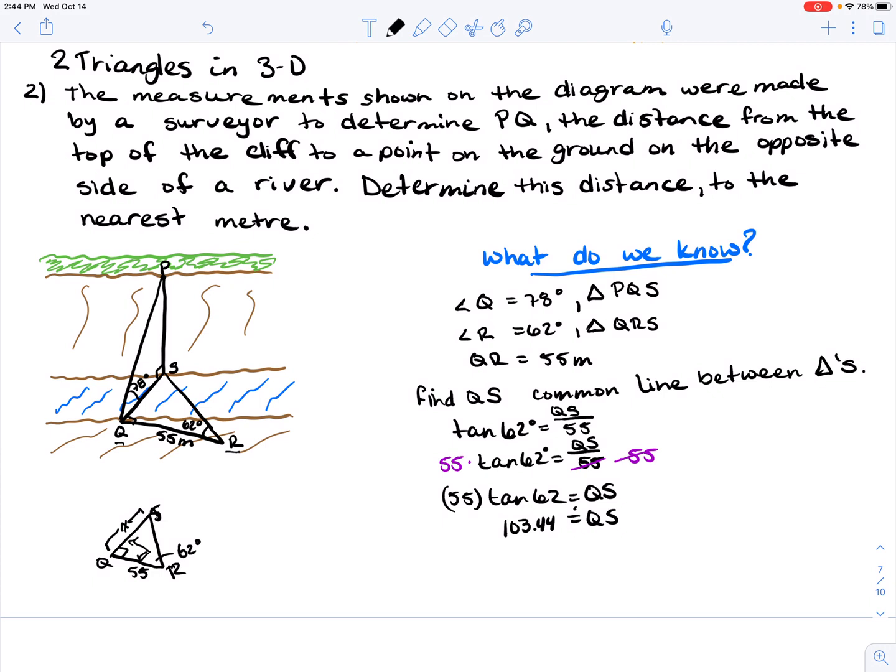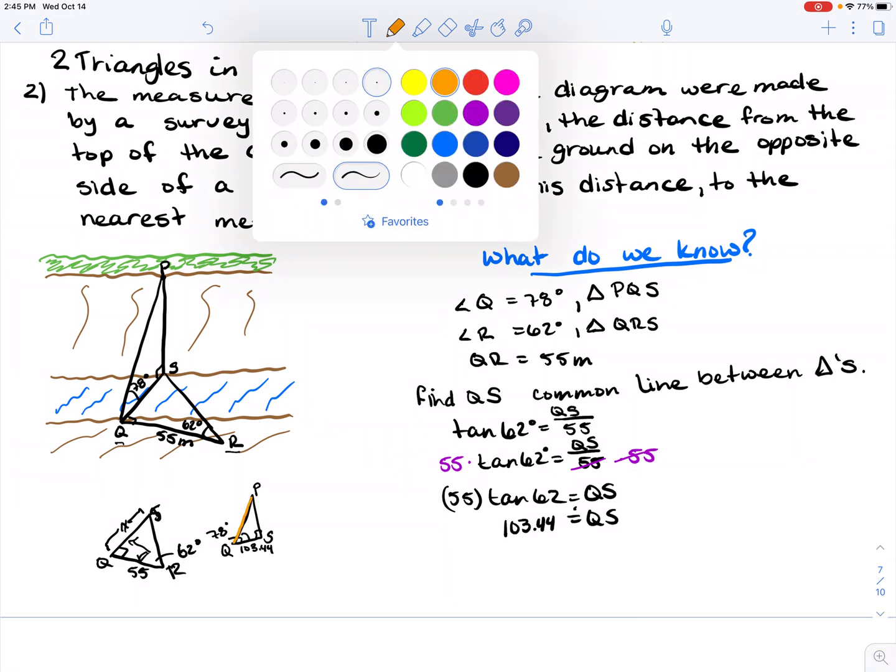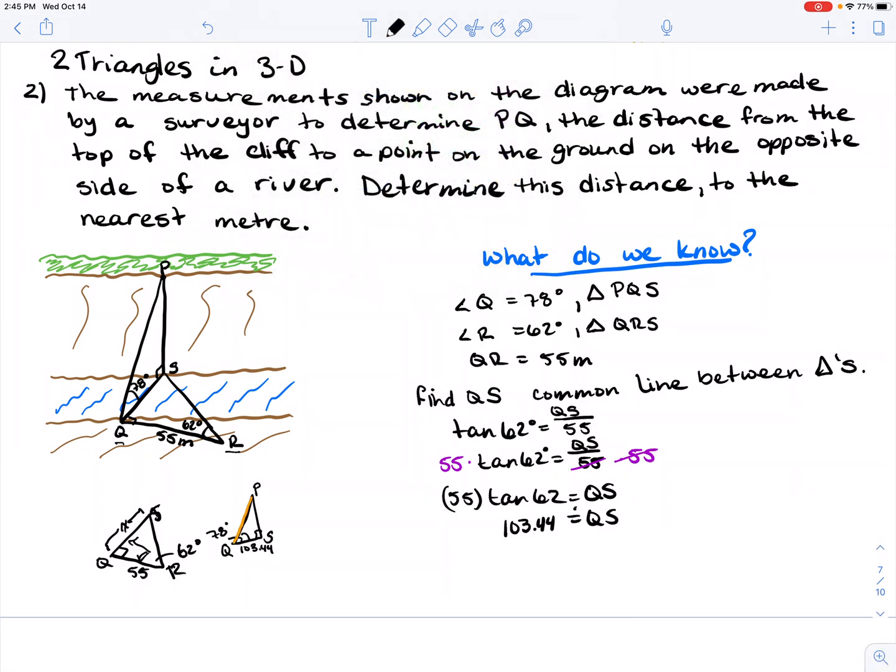Now I'm going to look at my triangle QSP. So now I know that QS is 103.44, and I have the angle of 78 degrees. And I need to find this line PQ. So I'm just going to highlight that in orange. This is the one I need to find. So which trigonometric ratio can I use to find PQ?